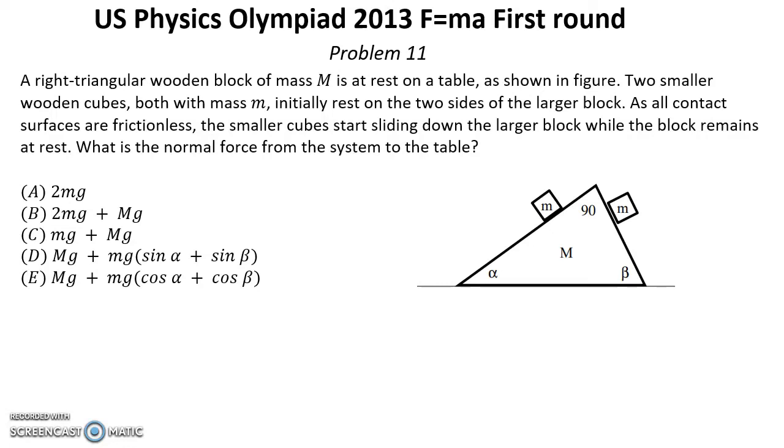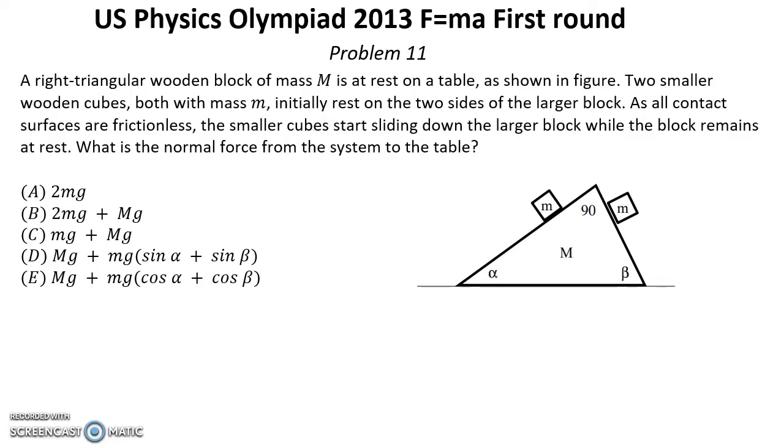Problem number 11. A right triangle wooden block of mass big M is at rest on a table, as shown in the figure. Two small wooden blocks, both with mass small m, initially rest on the two sides of the larger block. As all contact surfaces are frictionless, the smallest cube starts sliding down the larger block while the block remains at rest. What is the normal force from the system to the table?